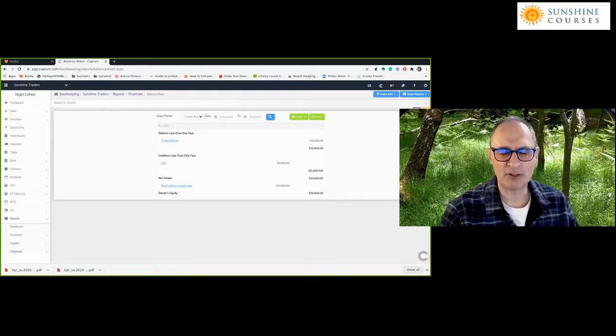What about if we buy goods? Because the reverse should be true. Let's enter a purchase.